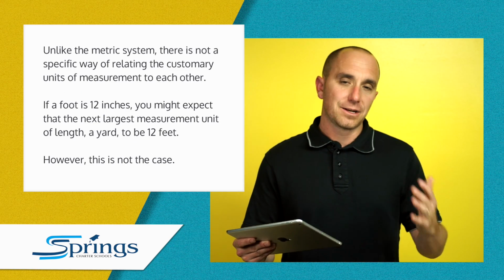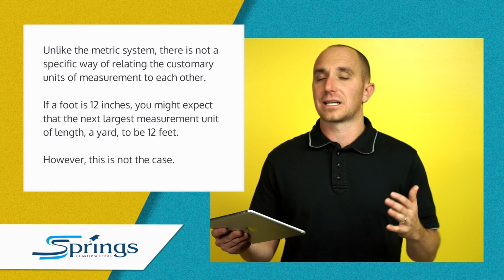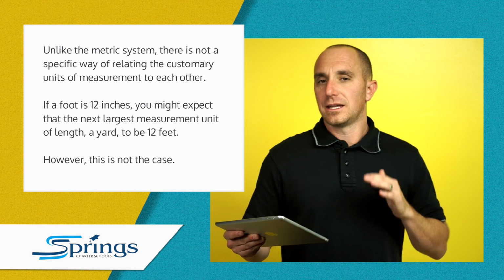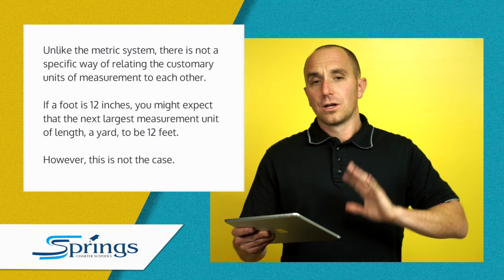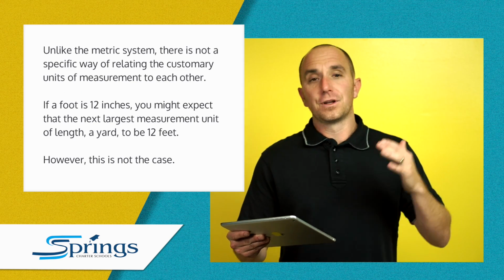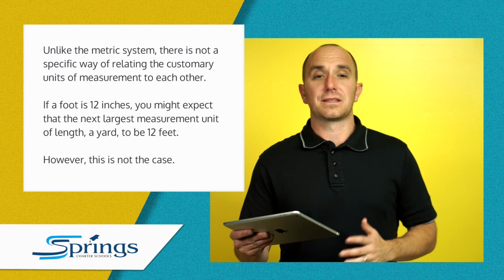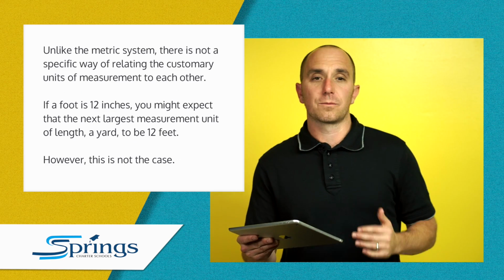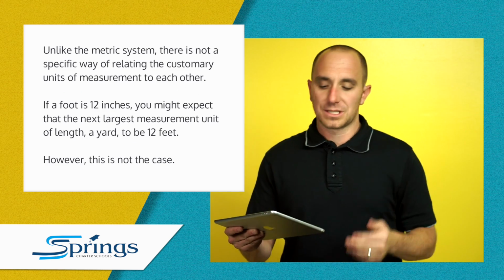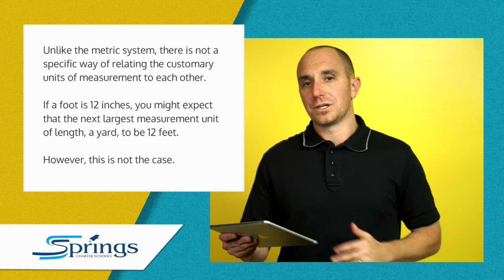Now, unlike the metric system, there's not a specific way of relating the customary units of measurement to each other. And I know it's kind of unfortunate; with the metric system it makes it kind of easy, and we'll talk about that in a moment. But for this, you would think that if a foot is 12 inches, then the next largest measurement, a yard, might be 12 feet. But of course, it's not; there are 3 feet in 1 yard.